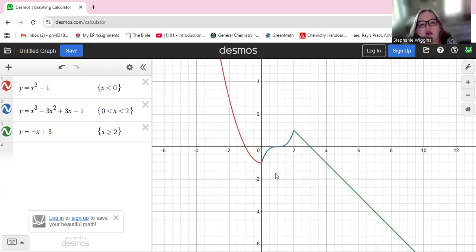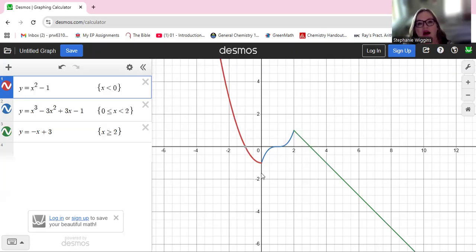Okay, so let's suppose we want to evaluate a function. Let's suppose we want to evaluate it at x equals -1. Then -1 is less than 0. So we are going to plug -1 into this function, and -1 squared is 1, and then we subtract 1, it's 0. And you can see that if I hover over this point at -1, the output, the y value, is 0. So evaluating this piecewise-defined function at -1 gives us 0.